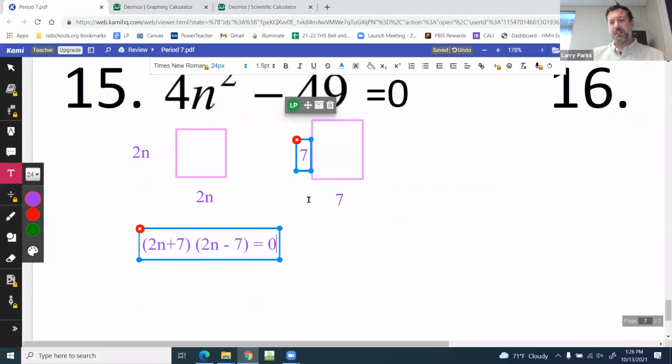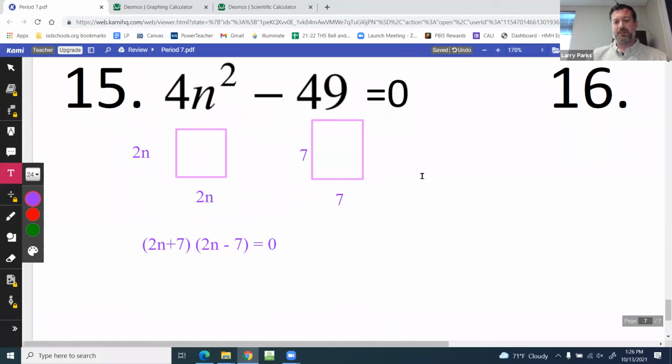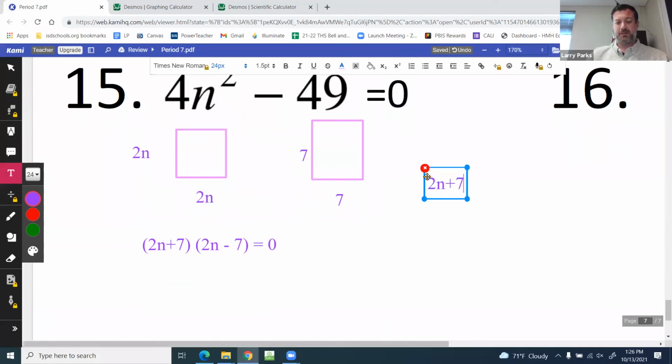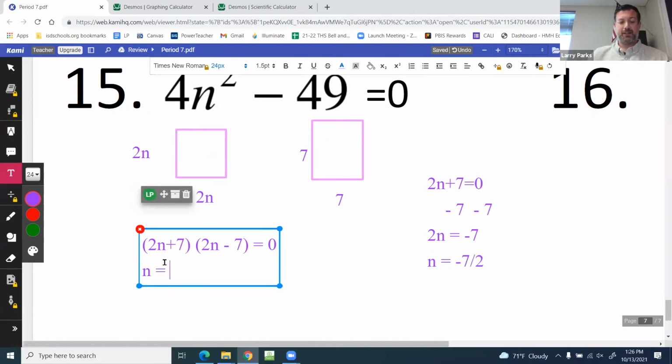Now we're trying to find the solutions. So I set them both equal to 0. If I set 2n plus 7 equals 0, I subtract 7 from both sides, and I get 2n equals -7. Divide by 2, and I get -7/2. So for this one, I get n equals -7/2, or -3.5.